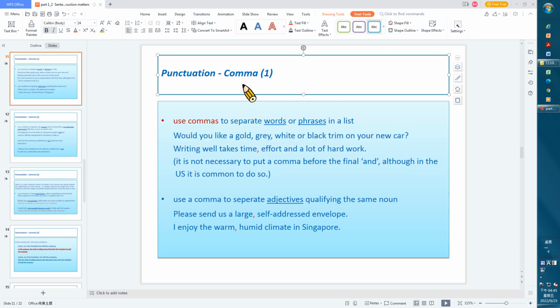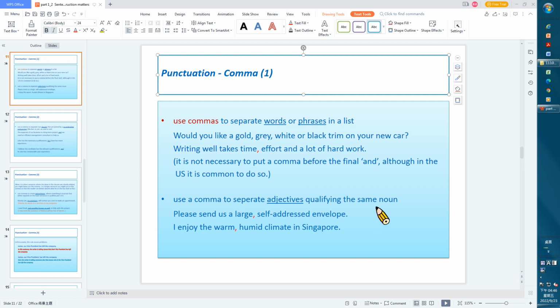Punctuation: comma. Use commas to separate words or phrases in a list. Would you like a gold, gray, white, or black trim on your new car? Writing well takes time, effort, and a lot of hard work. It is not necessary to put a comma before the final "and", although in the US it is common to do so.